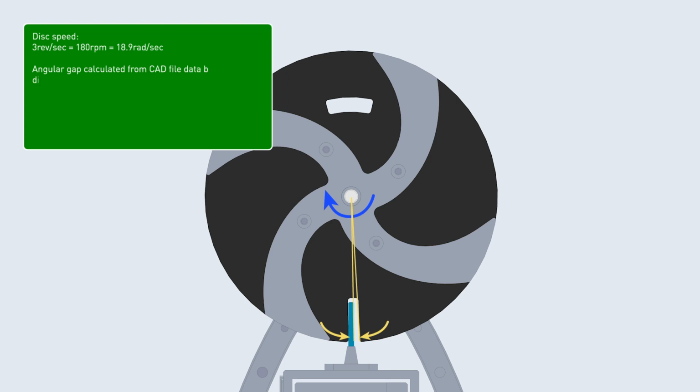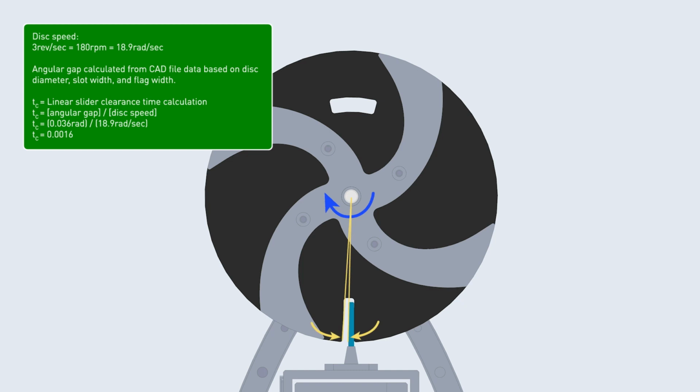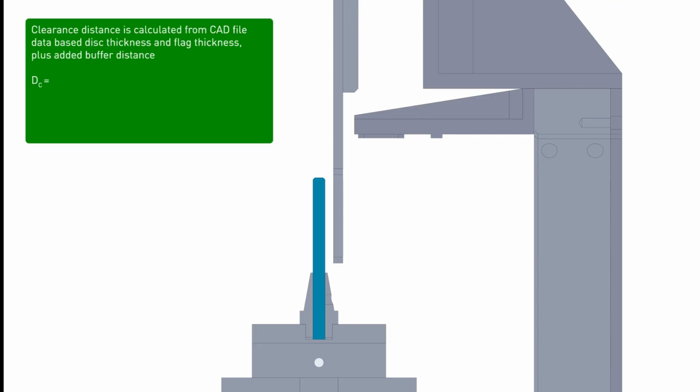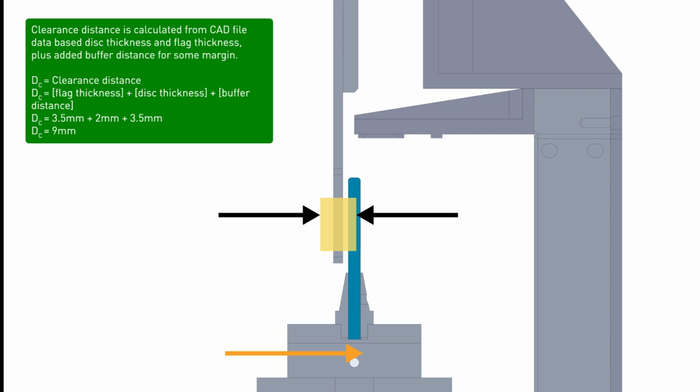We set a disc rotational speed of 180 RPMs to drive the remaining calculations, and we treat the sliding flag as having a square cross-sectional profile to make the calculations more straightforward. By measuring the angular gap between the flag and the disc slot, we can calculate the available flag clearance time. Next, we take a look at the cross-sectional motion to determine the required clearance distance for the flag to travel and clear the disc slot.